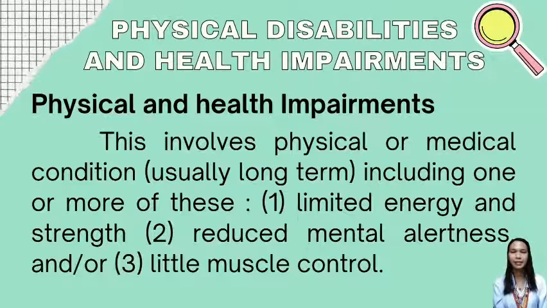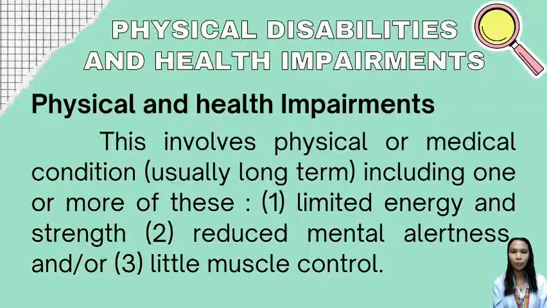Physical and health impairments. This involves physical or medical condition, usually long-term, including one or more of these. Number one, limited energy and strength. Number two, reduced mental alertness. And number three, little muscle control. Under this, this can include any number of disabilities, such as orthopedic impairments, for example clubfoot or cerebral palsy, or other health impairments like asthma, hemophilia, or lead poisoning.